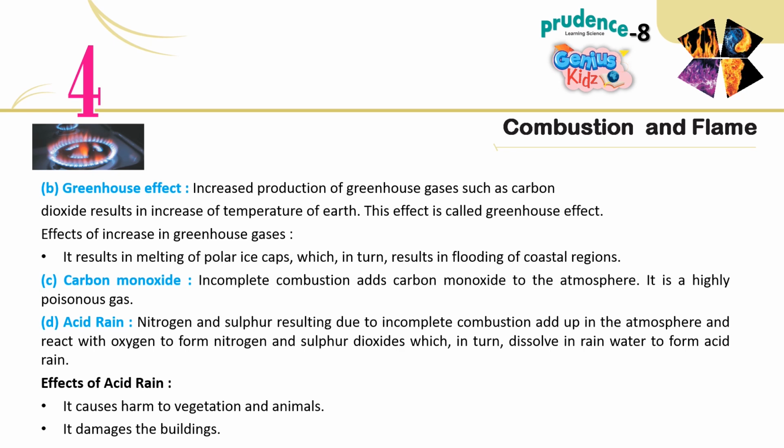C. Carbon monoxide. Incomplete combustion adds carbon monoxide to the atmosphere. It is a highly poisonous gas. D. Acid rain. Nitrogen and sulfur resulting due to incomplete combustion add up in the atmosphere and react with oxygen to form nitrogen and sulfur dioxides, which, in turn, dissolve in rain water to form acid rain. Effects of acid rain: it causes harm to vegetation and animals. It damages the buildings.